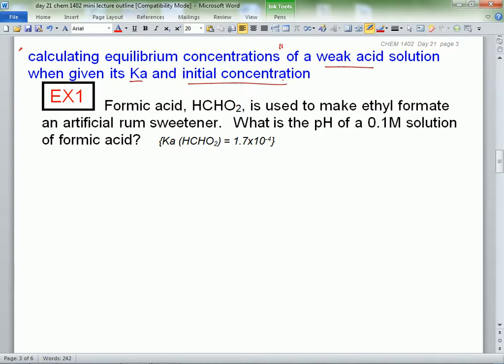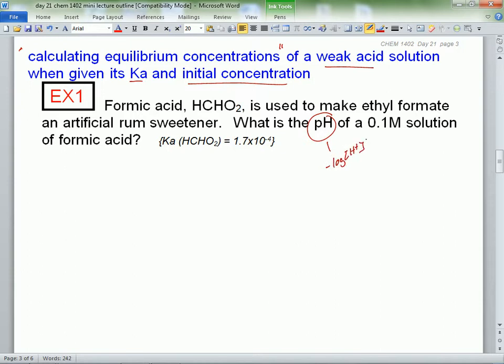Okay. Formic acid is used to make ethyl formate, artificial aroma sweetener. What is the pH of a 0.1 molar solution of formic acid? Okay. Tegan, what is the equation for pH again? I know I give you all this stuff, but what's the equation for pH? Negative log of H plus.